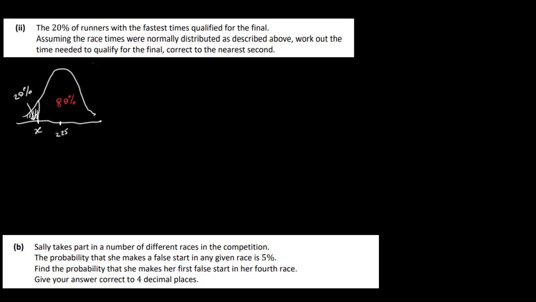So how do we do that? Okay, so we can't look up greater than and we can't look up negative values. This is going to be a negative value down here when we convert it to a z value. So what we've got to do is just flip that up around here.